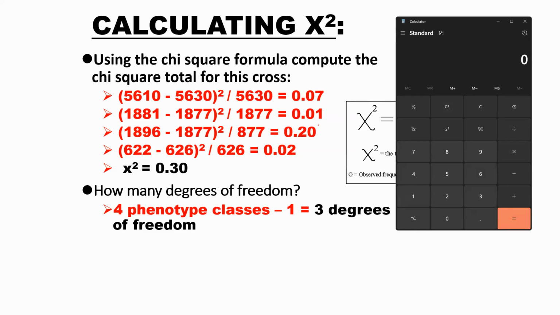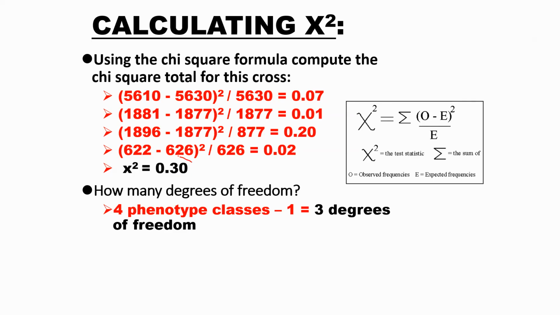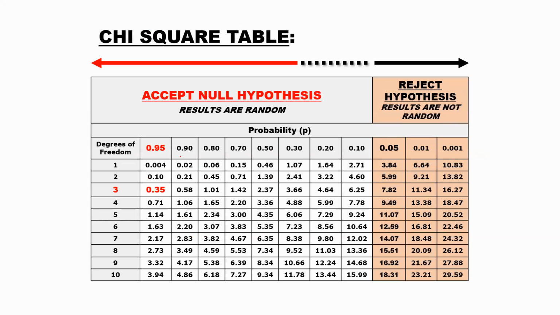So we have 0.07, 0.01, 0.2. So that gives us 2.8. And then we have another one here, 0.02, which adds up to, of course, 0.3. Okay? Now, remember, we have 4 categories. So n minus 1 is therefore 4 minus 1, which gives us a 3. So 3 degrees of freedom. So when we go to the table now, remember now, we have 3 degrees of freedom.